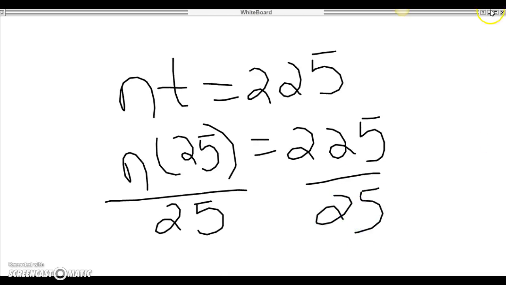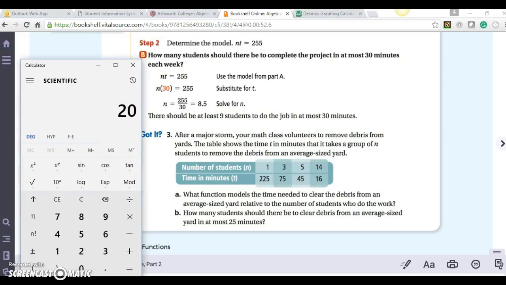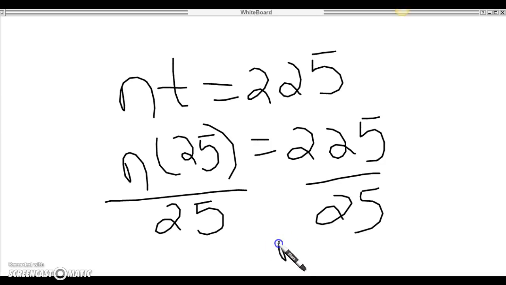And we can put that in our calculator. So we have 225 divided by 25, which gives me 9. So we need around 9 students.